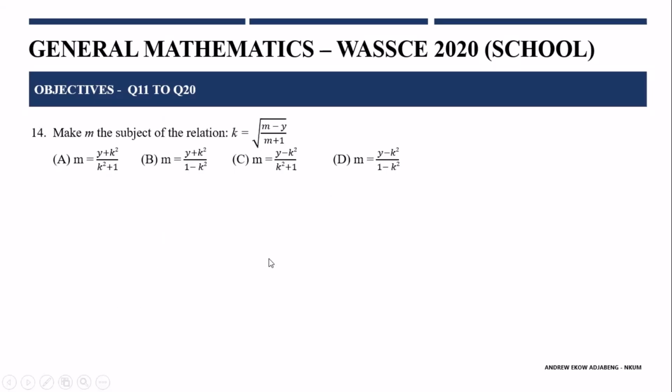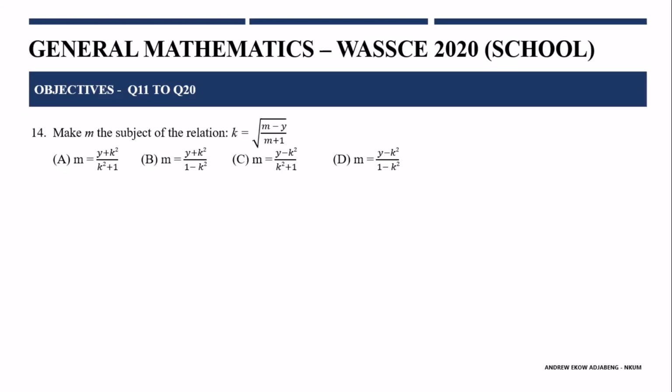Question 14. Make m the subject of the relation k equals, and then all the square root of a fraction, m minus y all over m plus 1.